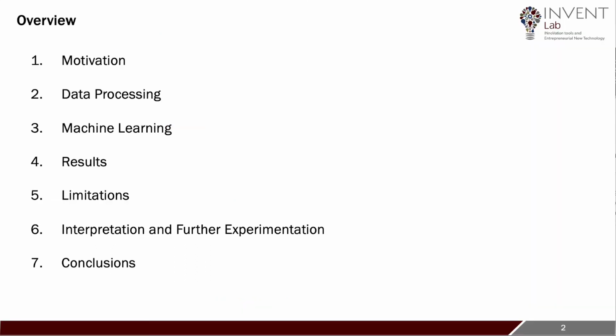So as an overview, I'm going to go through the motivation for this project, then a little bit about the data processing and how we get and process our data, then the steps that we do to do machine learning, our results, some of the limitations of those results, then interpretations and further experimentation, as the interpretation of machine learning algorithms is notoriously difficult as they can behave like black boxes, and then finally our conclusions.